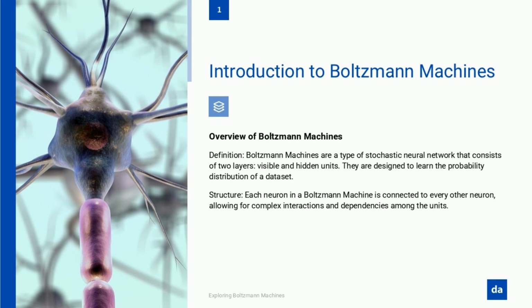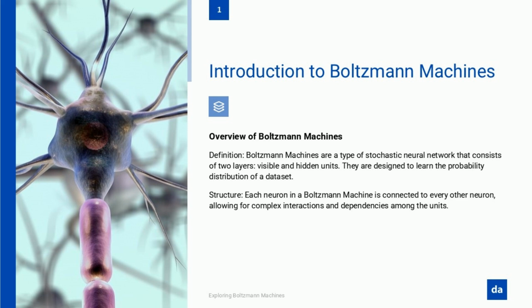At their core, Boltzmann machines are all about learning patterns in data. But instead of following a rigid set of rules, they rely on a concept called stochasticity, meaning they make decisions by sampling from a probability distribution. It's like throwing a dice, but with intelligence. This makes them incredibly powerful for tasks like feature learning, recommendation systems, and even generating new data from scratch.